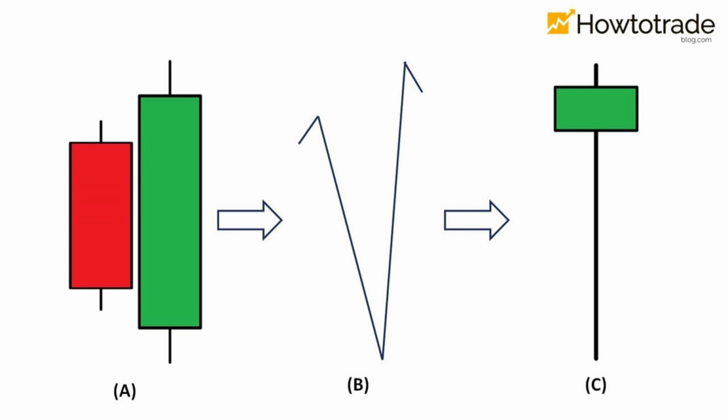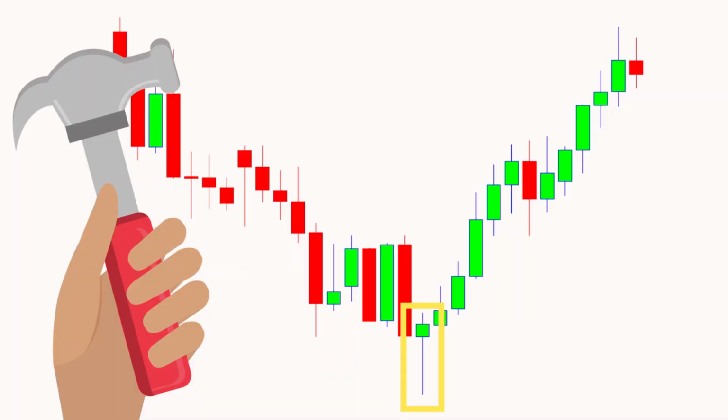So you have the hammer candle, then you have the bullish engulfing candle. Now let me explain exactly what those candles say. The hammer candle is mostly formed during a price trend change. It's formed when the sellers have been in control of the market, but at this point they are losing control and the buyers are looking to take over.